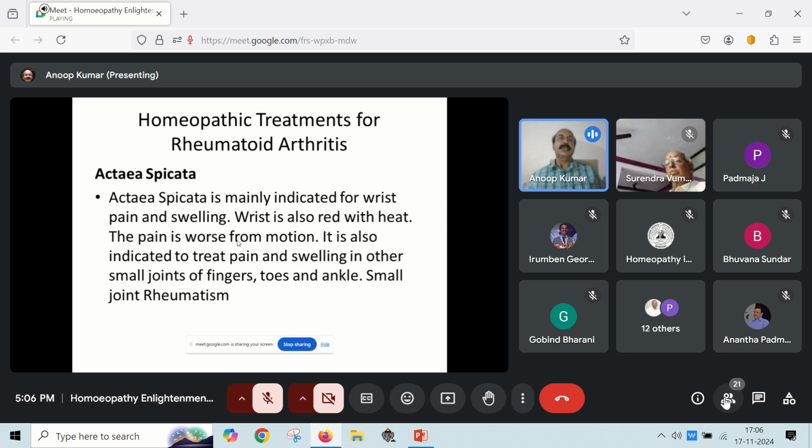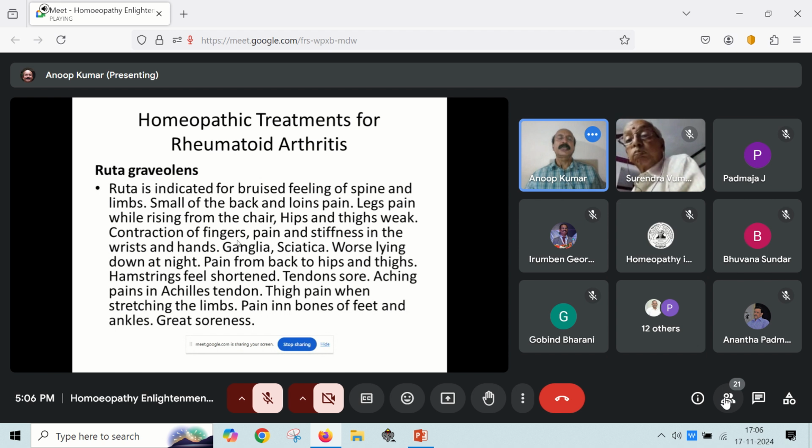Next is Actaea spicata. Actaea spicata is mainly indicated for wrist pain and swelling, the small joint rheumatism. This is another medicine which is very effective. The wrist is also red and hot. Pain is worse by motion. So it is also indicated to treat pains and swelling of other small joints of fingers, toes and ankles. This is for small joint rheumatism.